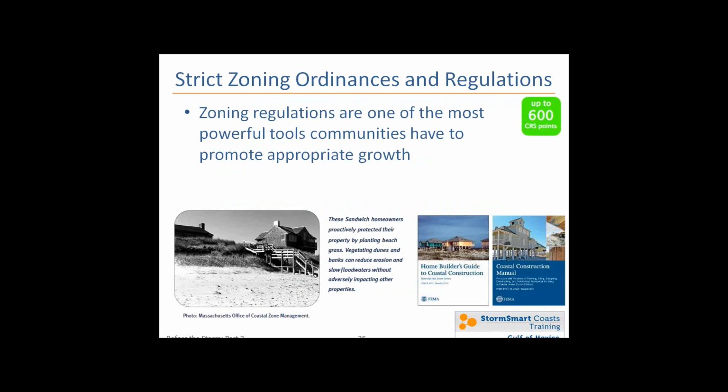One of the ways to mitigate future storm damage to infrastructure is to enlist strict zoning ordinances and regulations. Zoning regulations are one of the most powerful tools communities have to promote appropriate growth. Zoning bylaws and ordinances allow communities to reduce conflicts by clearly defining areas as appropriate or not appropriate for growth. To maximize their legal power, zoning regulations should clearly explain why your community wishes to discourage or prohibit growth in the coastal floodplain.